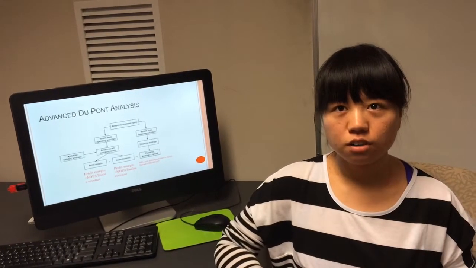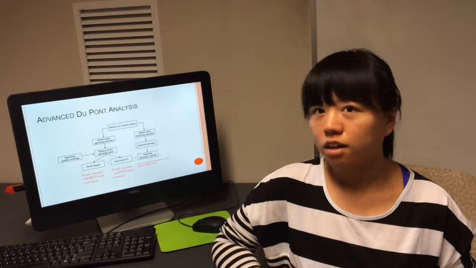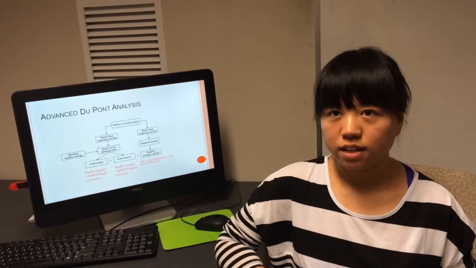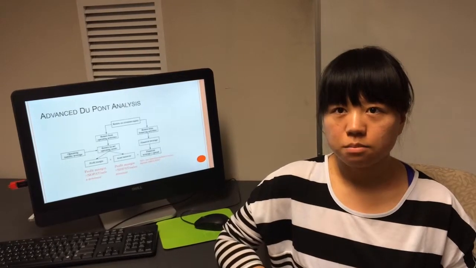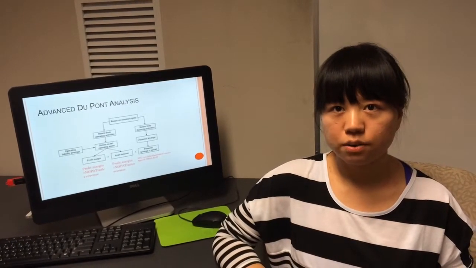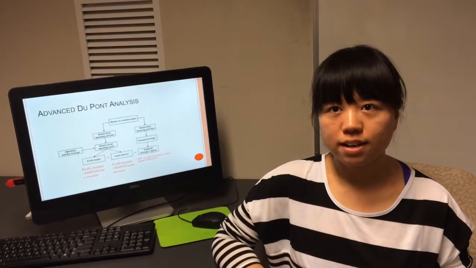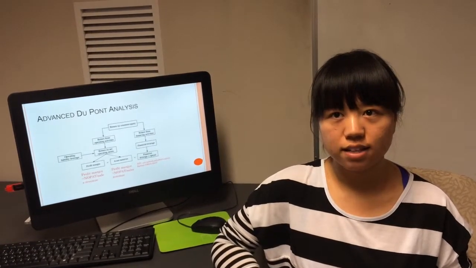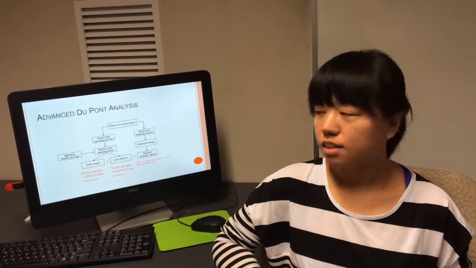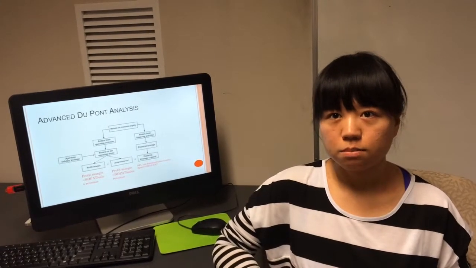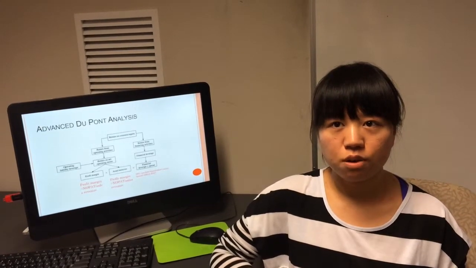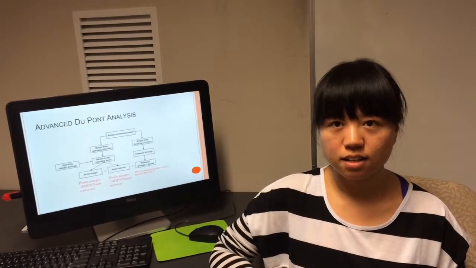For asset turnover, in advanced DuPont, it is calculated as revenue divided by net operating assets, meaning the amount of sales revenue generated per dollar of operating assets. It is an indicator of the efficiency of deploying assets. Generally speaking, the higher the ratio, the better, since it implies the company is generating more revenue per dollar of operating assets.